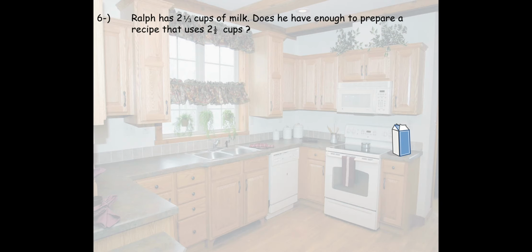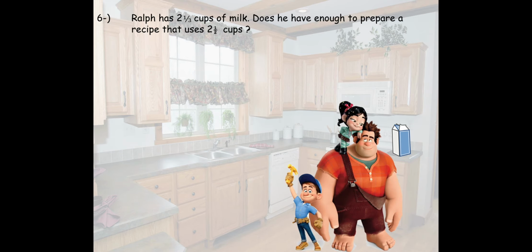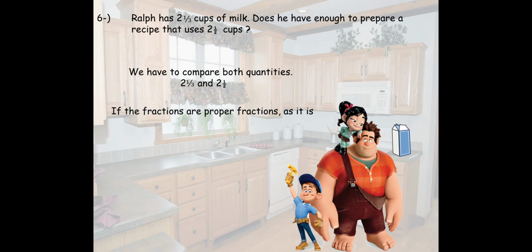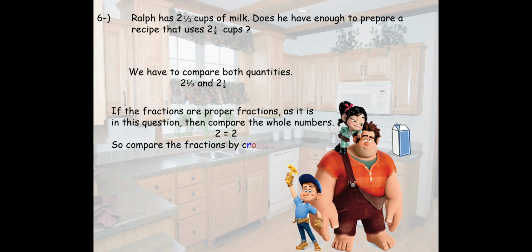Ralph has 2 1/3 cups of milk. Does he have enough to prepare a recipe that uses 2 1/2 cups? We have to compare both quantities, 2 1/3 and 2 1/2. If the fractions are proper fractions, as in the question, then compare the whole numbers first. As you can see here, both whole numbers are 2, so they are equal. Now we have to compare the fractions. So compare the fractions by cross multiplication.